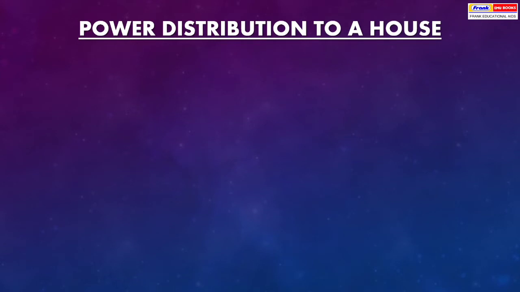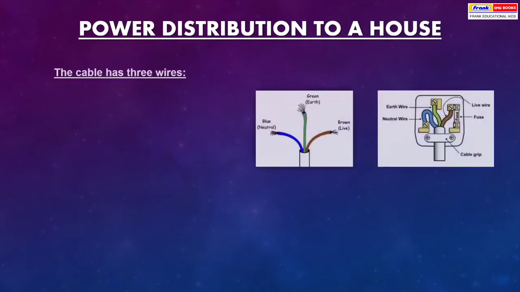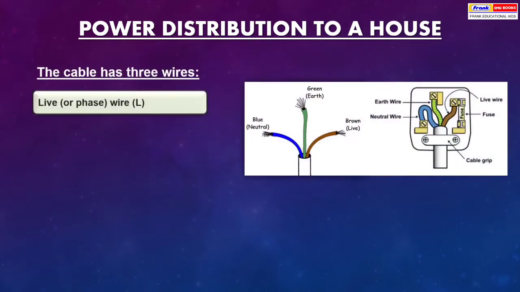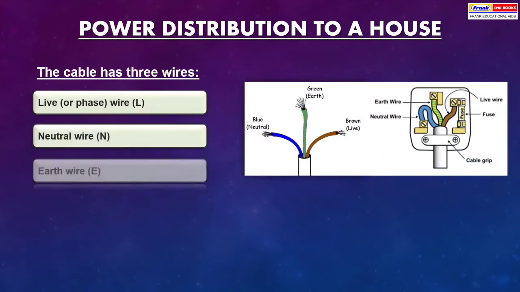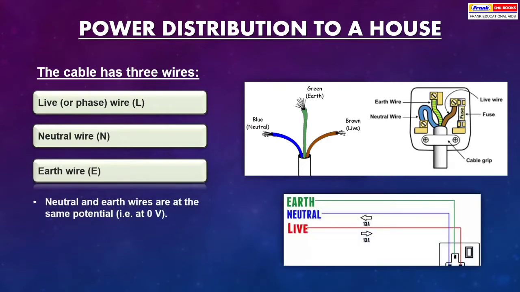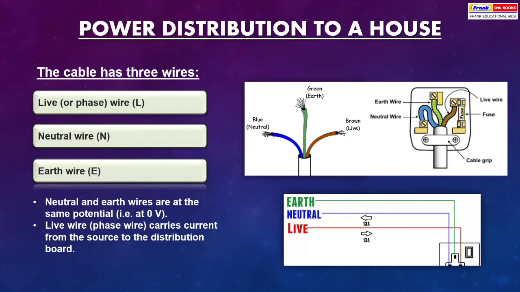Distribution of power to a house. The cable has three wires: live or phase wire denoted by L, neutral wire denoted by N, and earth wire denoted by E. Neutral and earth wires are at the same potential, that is at 0 volt. Live wire or phase wire carries current from the source to the distribution board. Neutral wire is for the return of current back to the source.